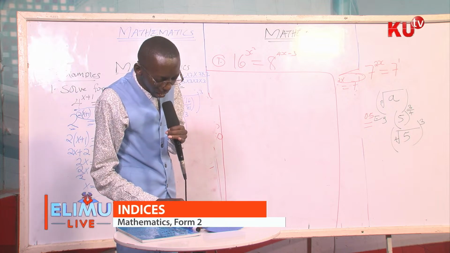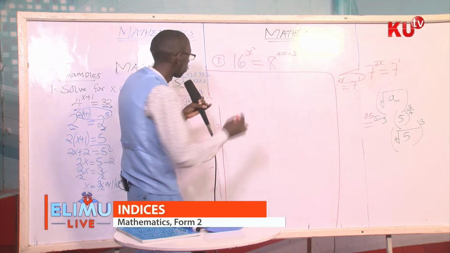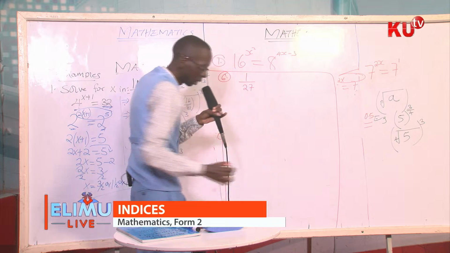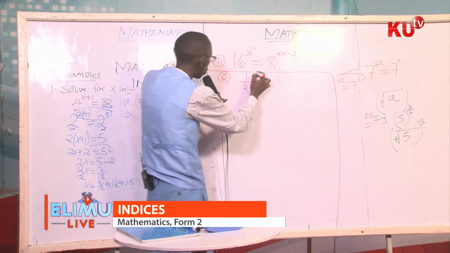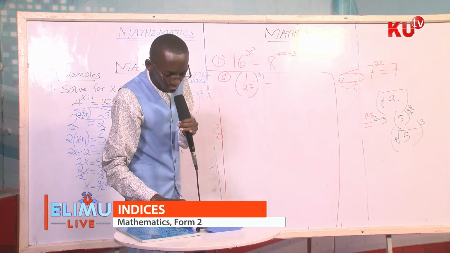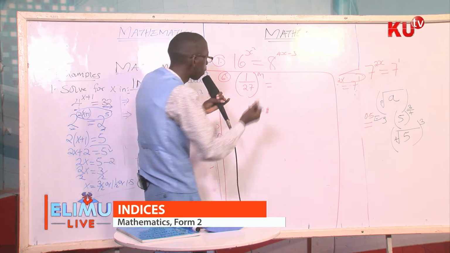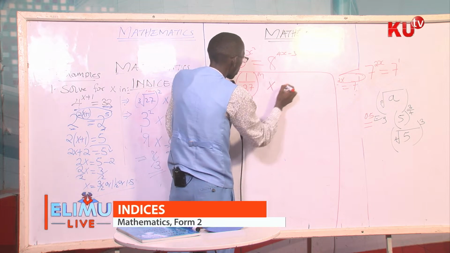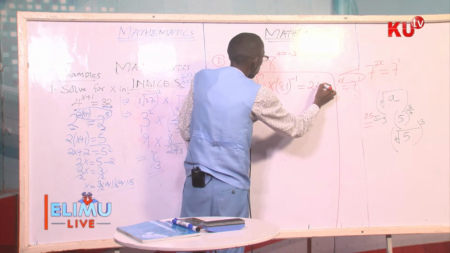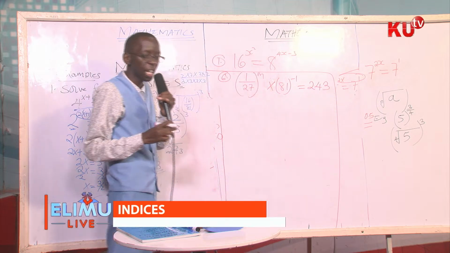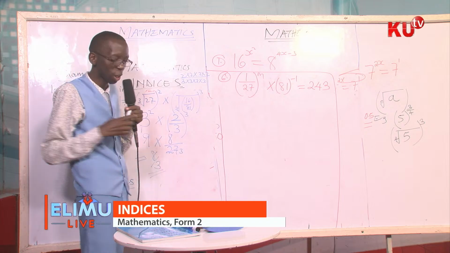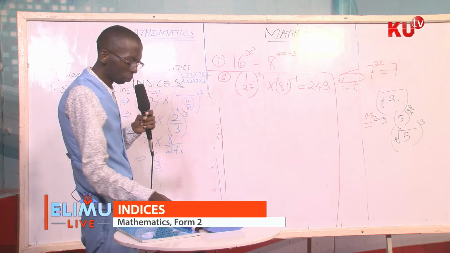Find the value of m in the equation 1 over 27 to power m times 81 to power negative 1 is equal to 243. My dear student, that is how the question looks.